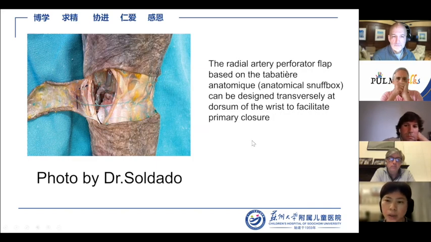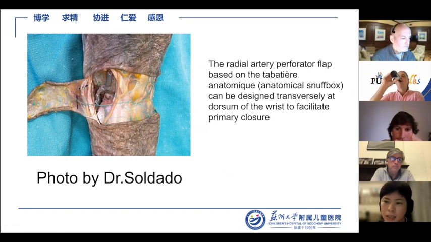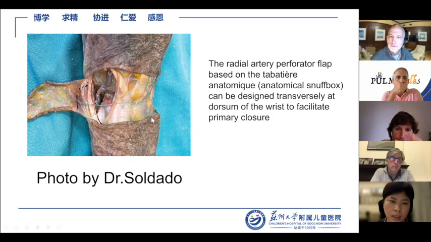The radial artery perforator flap based on the tabatière anatomique can be designed transversely at the dorsum of the wrist to facilitate primary closure. And this anatomical picture was photographed by Dr. Soda. Thank you.